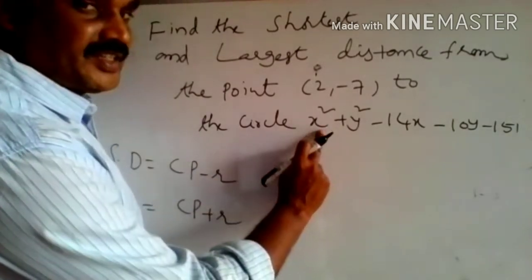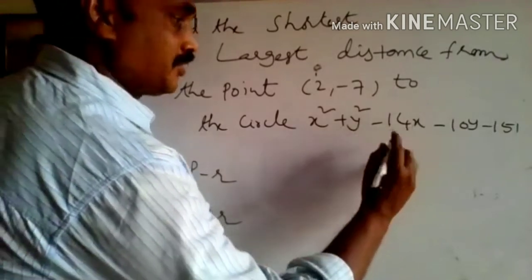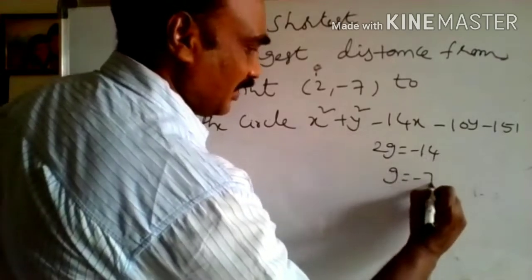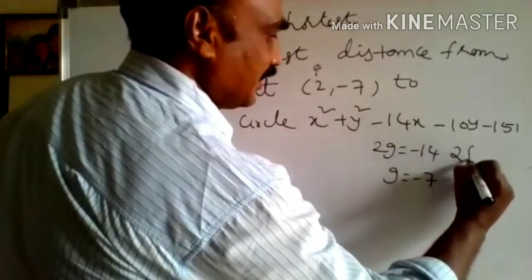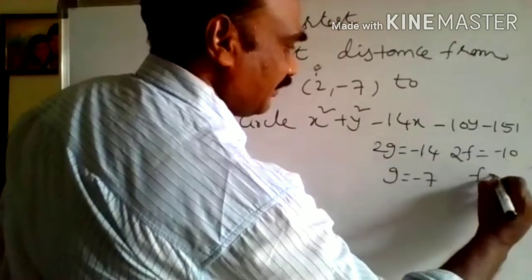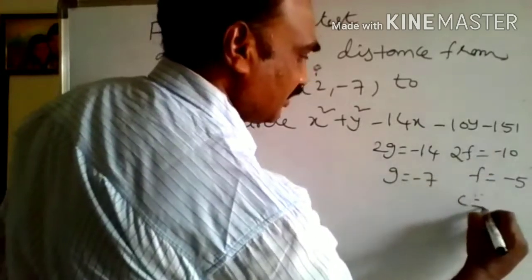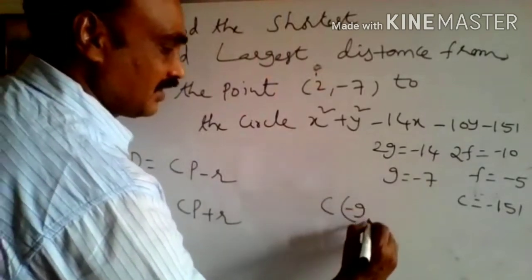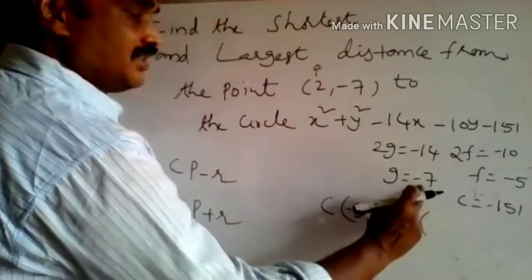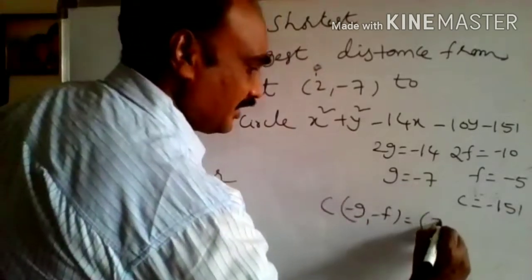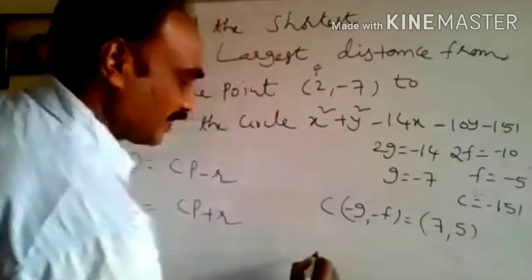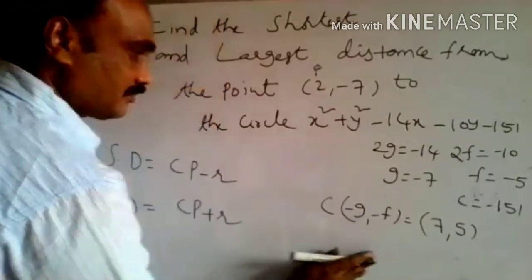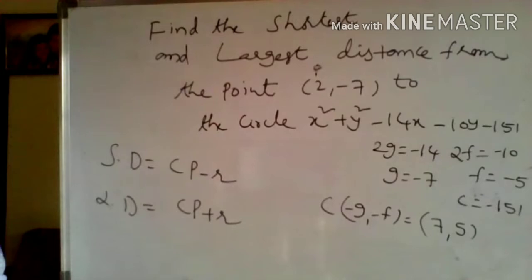This is the general equation of a circle: x square plus y square plus 2gx plus 2fy plus c. So 2g is equal to minus 14, g is minus 7. 2f is equal to minus 10, f is minus 5. c is minus 151. First calculate the center: minus g comma minus f, which is 7 comma 5. Next calculate the radius: the radius is the root of g square plus f square minus c.